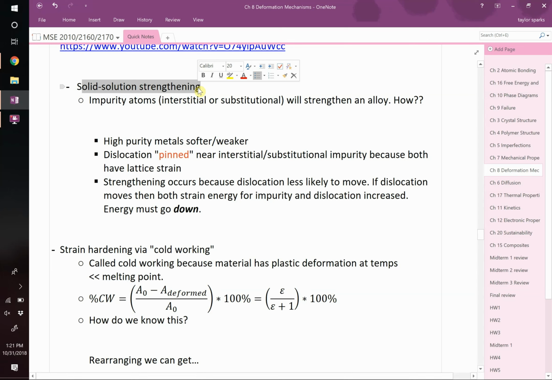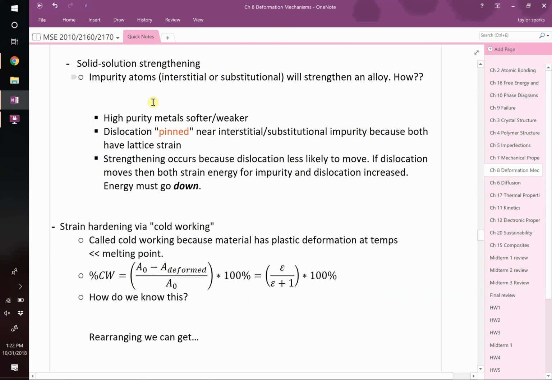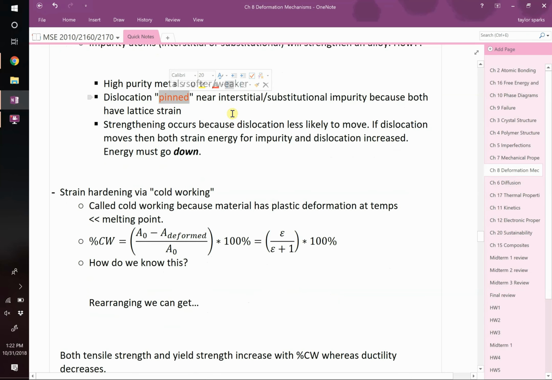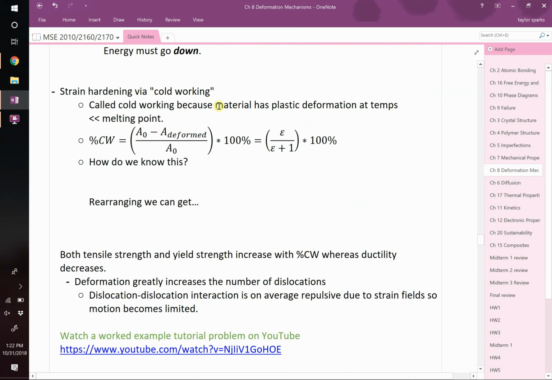So that dislocation, instead of moving right past that impurity, is going to park itself on the impurity and stay there. And in doing so, you made it harder for that dislocation to move because it's staying put. So you made a harder, stronger material. That's impurity or solid solution strengthening. Okay? And again, we use the term pinning. The dislocation got pinned at the impurity. Okay? We've also got strain hardening via cold working.